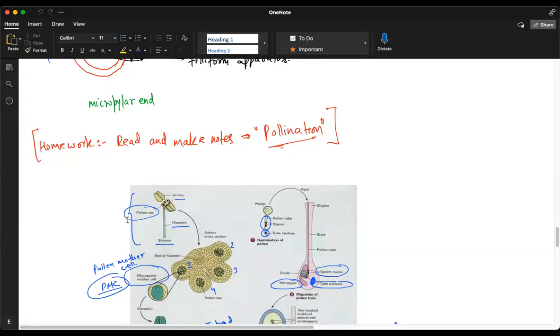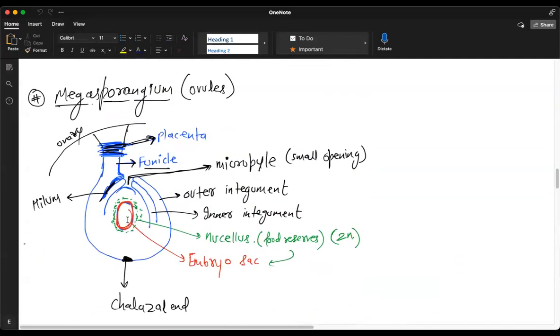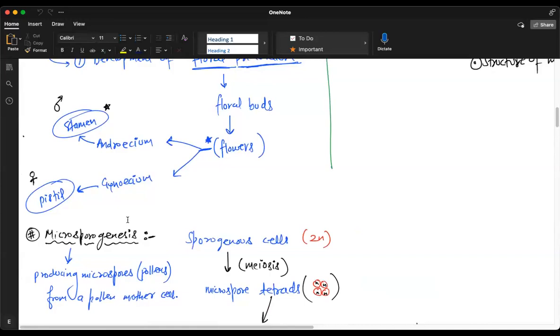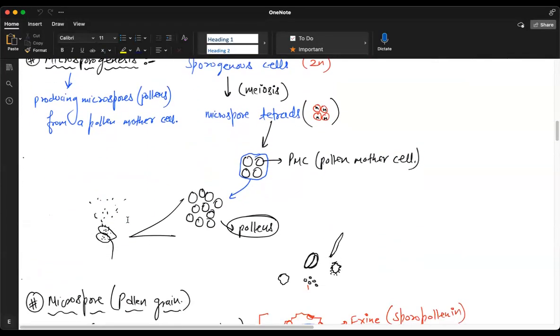Microsporogenesis and megasporogenesis. Does anyone have any confusion in microsporogenesis or megasporogenesis? What is microsporangium? What is megasporangium? Anything related to it? Any name, any word, any part? Now is the time to speak. We did both the microspore and the megaspore. Does anyone have any doubts?